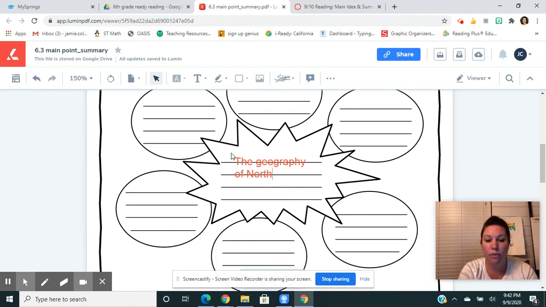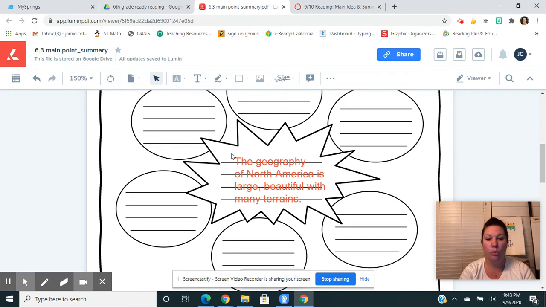The geography of North America is large, beautiful, with many terrains. There we go.